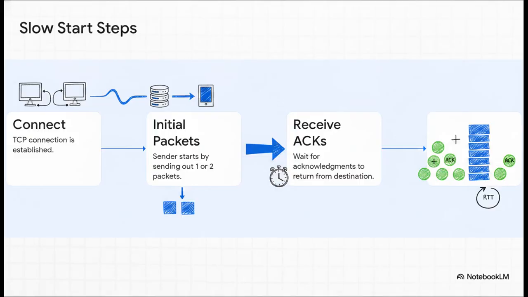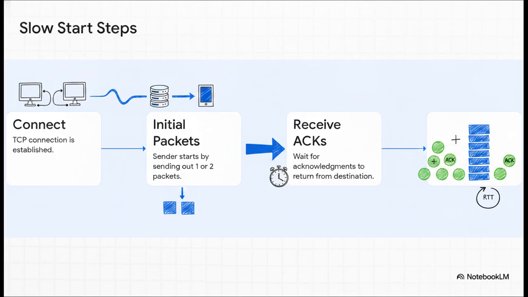All right, let's put these pieces together and walk through the mechanics of phase 1, which is called the slow start sequence. I really want you to mentally visualize these packets flowing back and forth. First, we establish the TCP connection. Second, the sender cautiously sends out those 1 or 2 initial packets, our starting CWND. Third, the sender waits and successfully receives those acknowledgements, those ACKs, back from the destination.